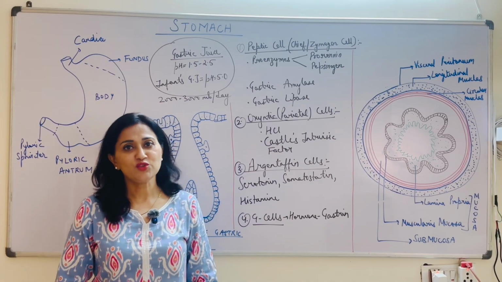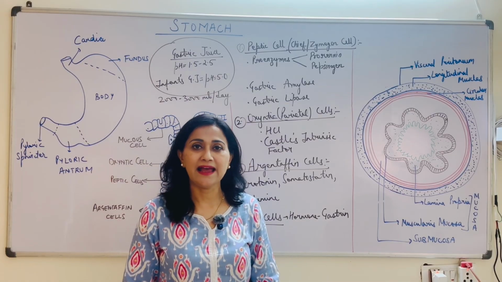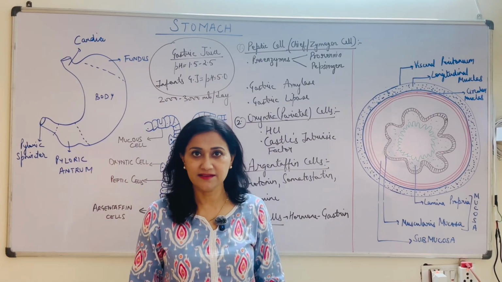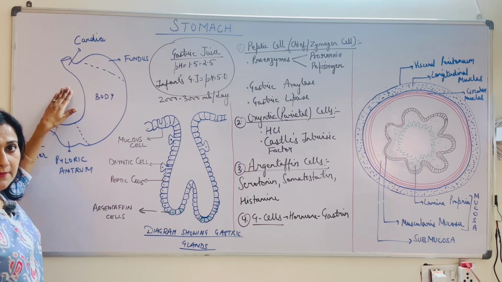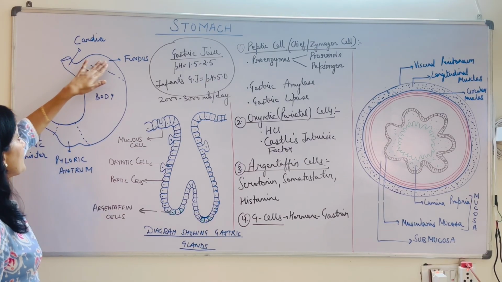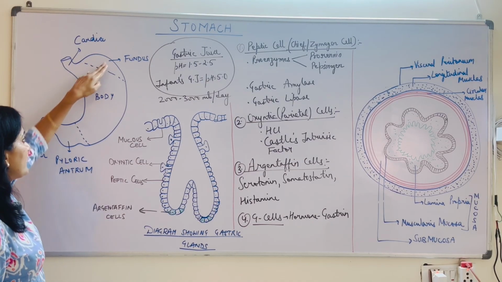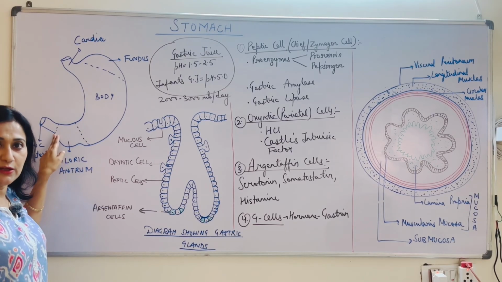So today we will be talking about the structure of the stomach and the histology of the different layers. So let's start further. This is the structure of the stomach. It is divided into four major parts: the cardiac part, the fundus, the body and the pyloric part.